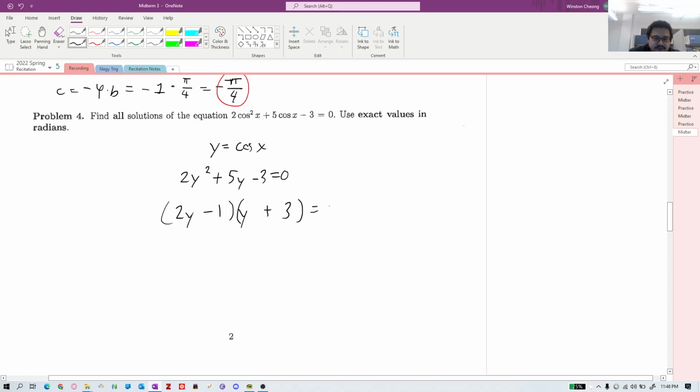So this is how you factor this quadratic. And I saw plenty of people not factor things correctly. Okay, well, if you get that, then the next thing to do is to substitute back the cosine. So y, we had set y equals cosine of x. Now we bring the x back. So we get 2 cosine x minus 1 equals 0, and we get that cosine of x plus 3 equals 0.